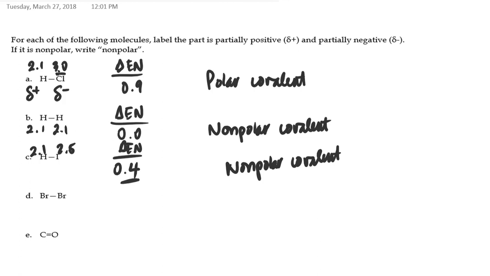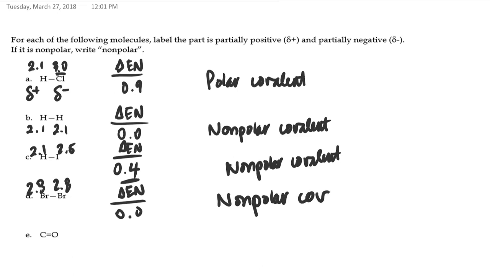If I have two bromines together, then if I look up bromine's electronegativity, that's 2.8, right? Each bromine has an electronegativity of 2.8. So here's another case where the difference in electronegativity is 0.0. So it would also be considered a nonpolar covalent bond.